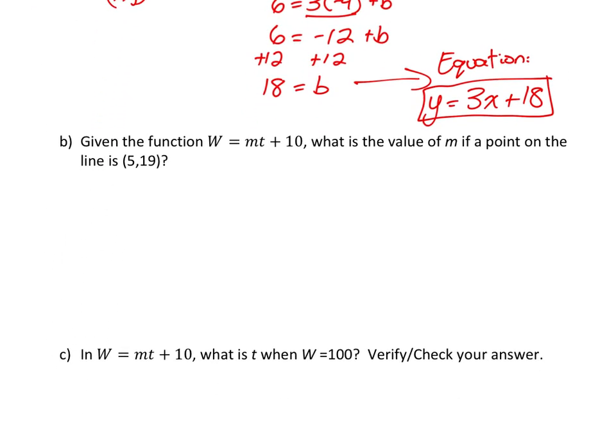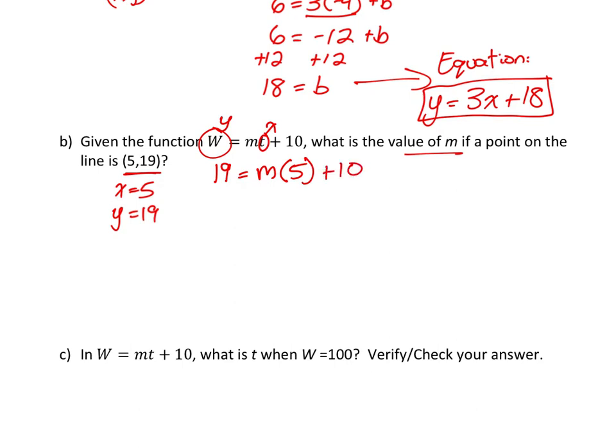For part B, given the function w equals mt plus 10, what is the value of m if there's a point on the line at 5, 19? So similarly, the point gives us an x value and a y value because that's a coordinate. So if that point has to be on the line and we sub in those values, w is like the y and t is like the x. So if we sub 19 in for w, 19 equals m times 5 plus 10, we'd be able to solve this equation for m.